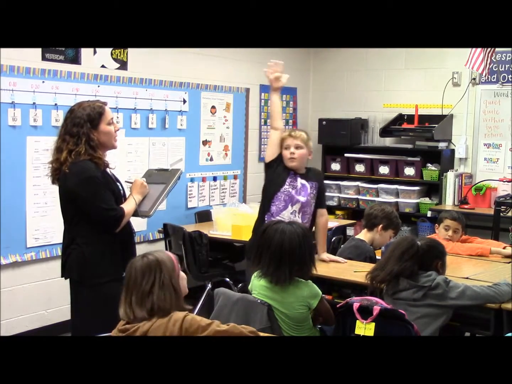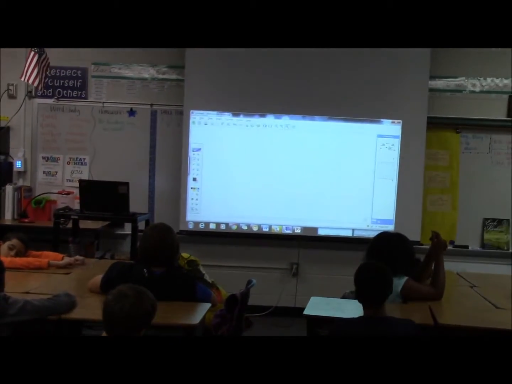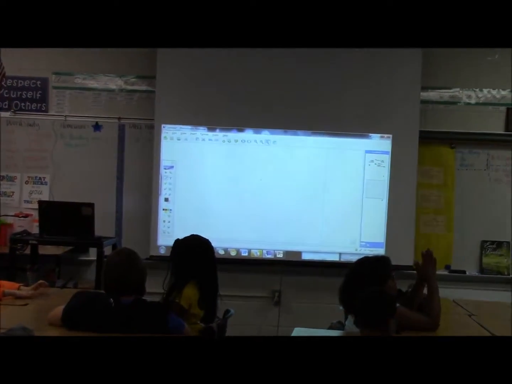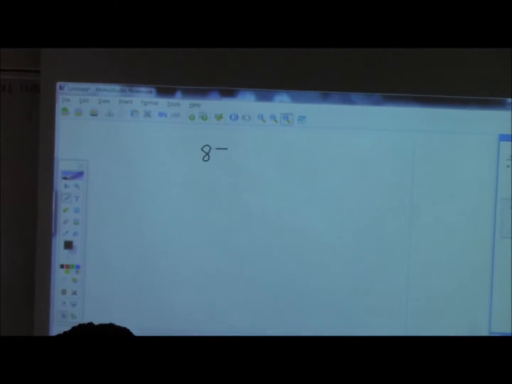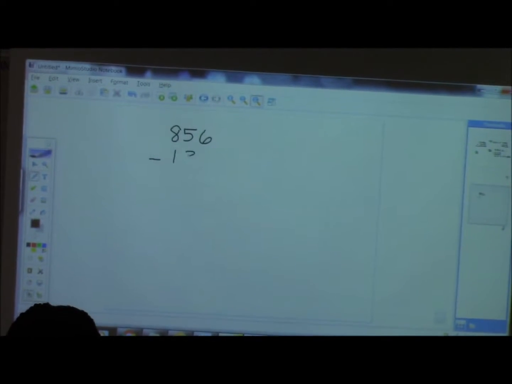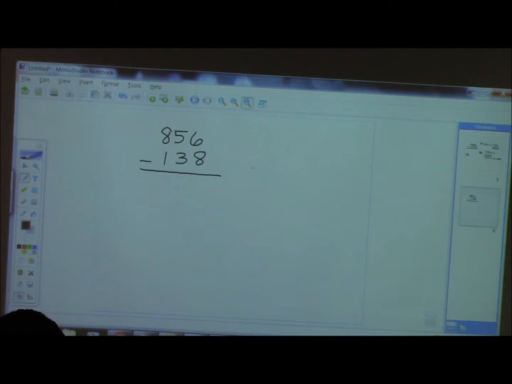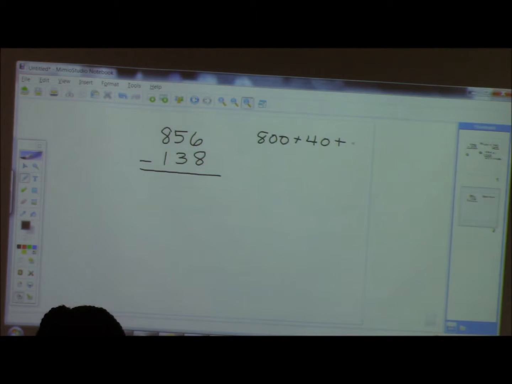I want to do something now that we're getting into this. I want to look at one that she did, okay? So she thought of 856 minus 138. And she said that she's going to rearrange 856 to be 800 plus 40 plus 16.